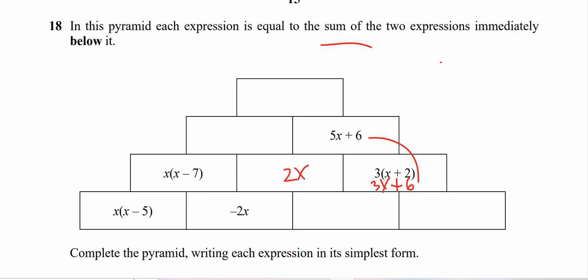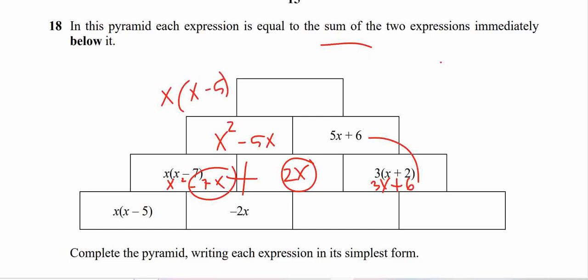Now this and this we add up. This expands to x squared minus 7x plus 2x. Minus 7x plus 2x is minus 5x. So x squared minus 5x, and we simplify into x minus 5. So that will be the answer, x minus 5. Next.